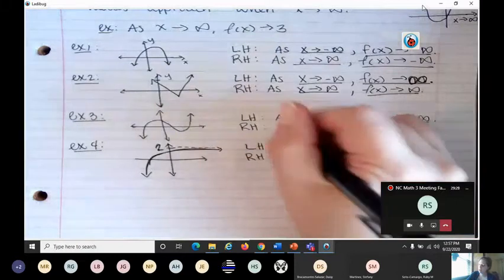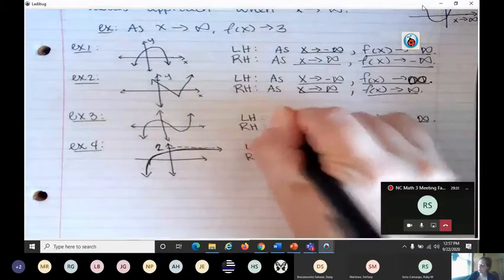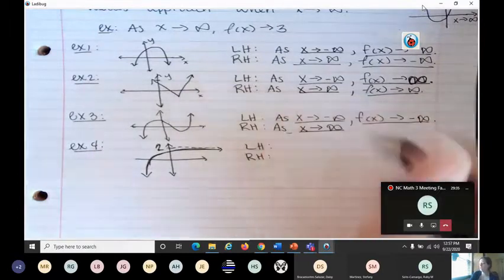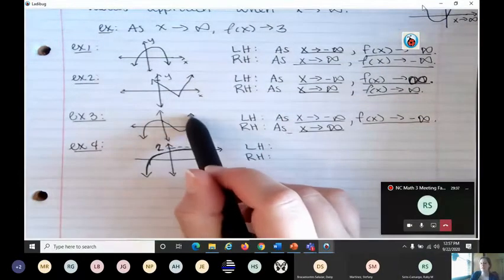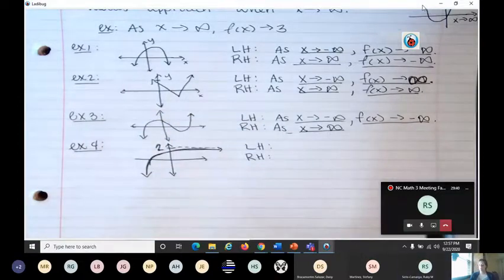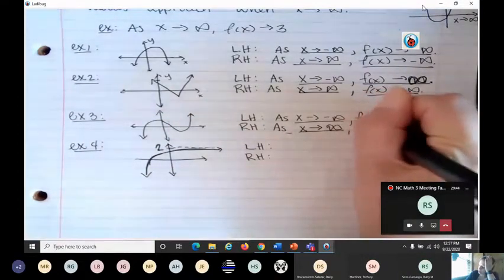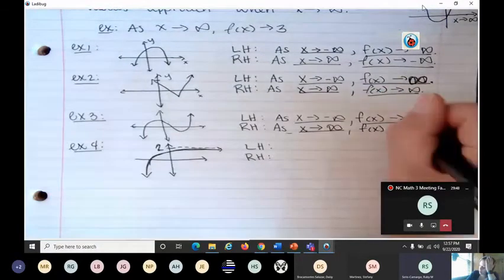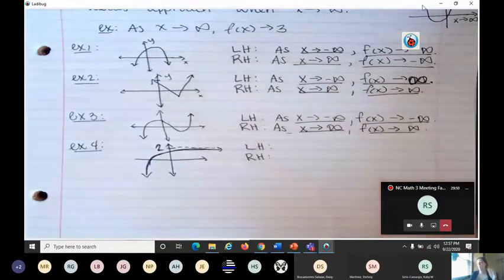Okay. And then as x approaches positive infinity is always what we have for the right-hand side. So as x's are approaching positive infinity, what does this side do? Going up. Yeah. So what should my f of x's approach? Infinity. Yeah, good. Perfect. Thank you, Ruby. Okay, and then Henry.